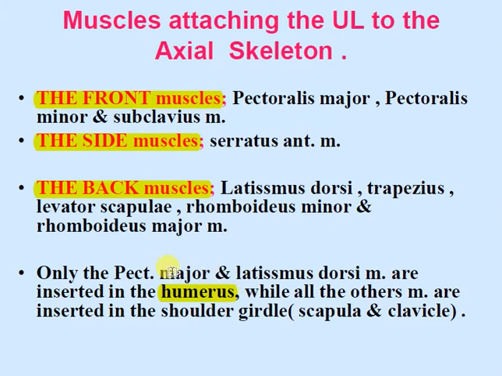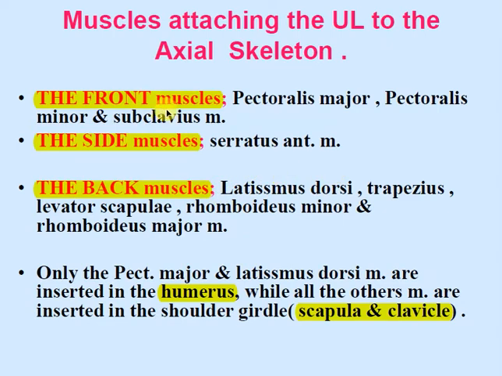This is very important. Why? We discussed in the last session about osteology, and we discussed muscle attachments on bones. So pectoralis major and latissimus dorsi are inserted in the humerus, while all other muscles are inserted in the shoulder girdle, that is the scapula and the clavicle. It is very important for you to understand these concepts when we are discussing the anatomy of the upper limb.